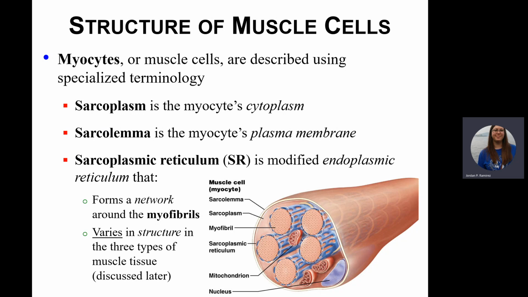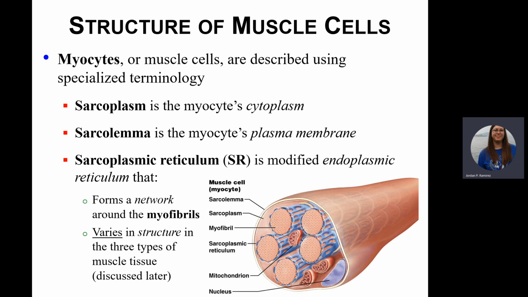Sarcoplasm is the cytoplasm of a muscle cell. Sarcolemma is the myocyte's plasma membrane. So outer portion, the plasma membrane. Sarcolemma, the outer portion. Sarcoplasm, all this nice little jelly stuff in here. And the sarcoplasmic reticulum, SR, what do you think that is? An ER, a modified endoplasmic reticulum.